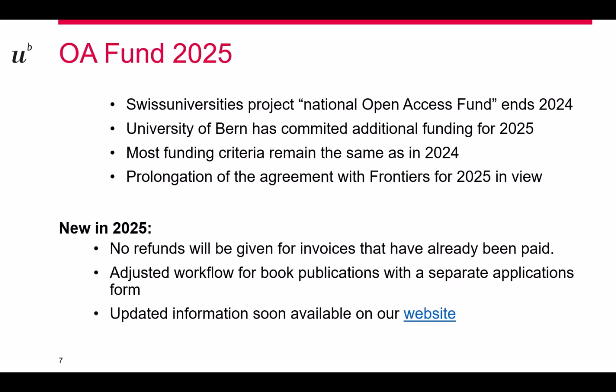The second change is that we adapted the workflow for book publications a little bit. We created a new application form that is more adapted for books. On our website, you will find all the updated information by December 20th at the latest, and there you will also find all the deadlines and the information for the publications from 2024.